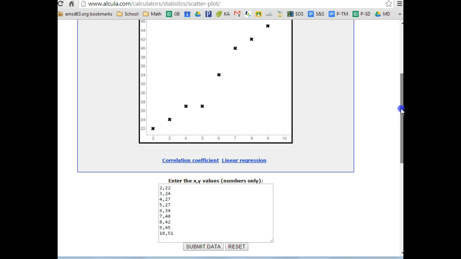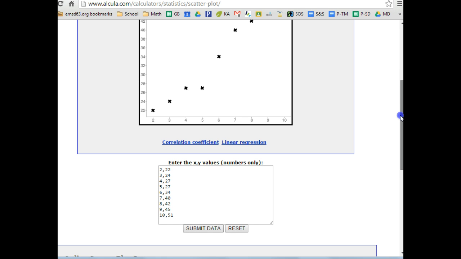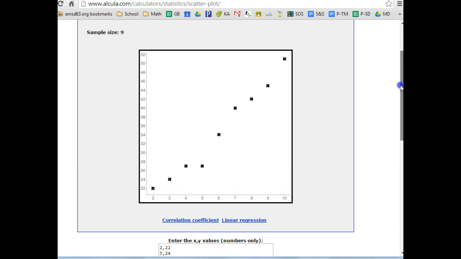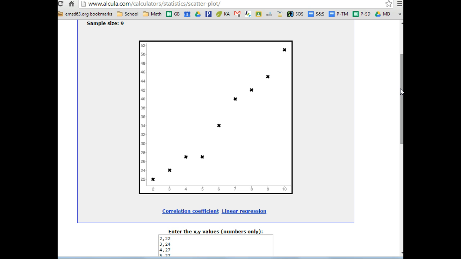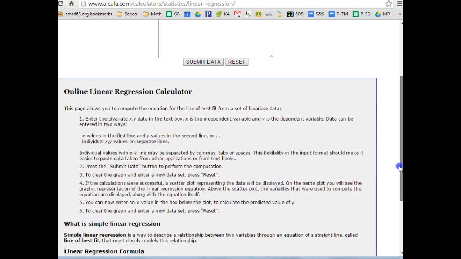This is the one with the bird clusters. All right, so I put in my X and Y values here, just the numbers, and then you click submit data, and it generates a plot. Then you can see here this linear regression, and now you know what that means: it's going to create a line for me.